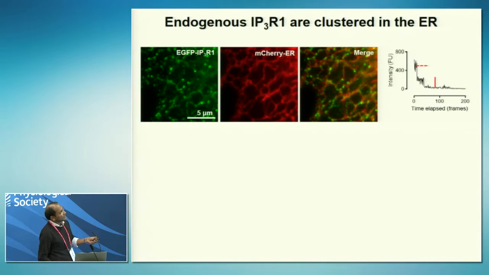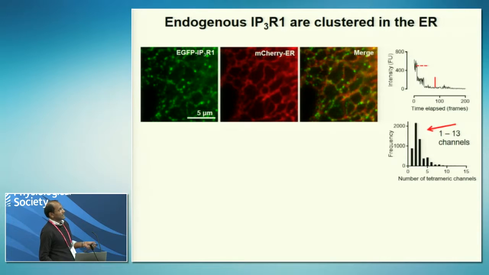To quantify the number of IP3 receptors within these puncta, I used stepwise photobleaching, whereby the stepwise reduction in EGFP fluorescence is used to compute the number of fluorophores within one punctum and thereby the number of IP3 receptors within them. This revealed that an average punctum had 2 IP3 receptors within it, with a range of 1 to 13 channels. This suggests that these are clustered channels.